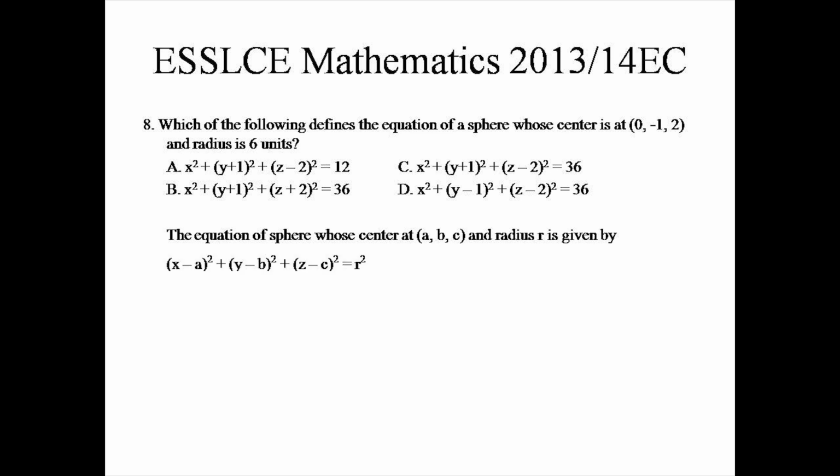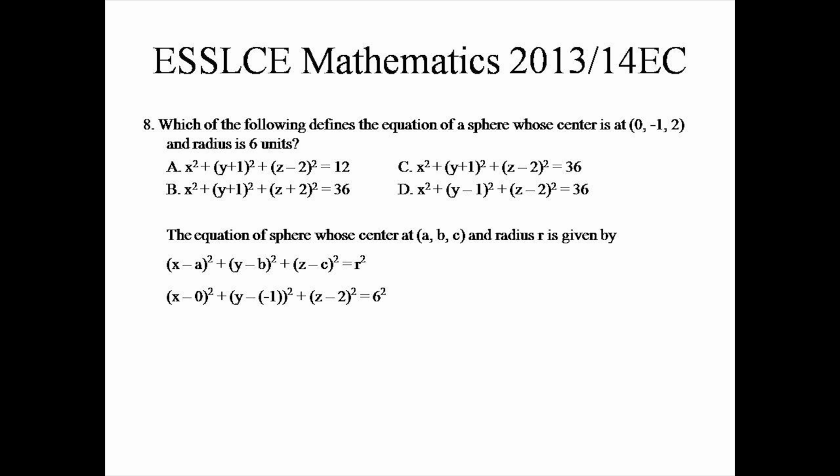Question number 8. Which of the following defines the equation of a sphere whose center is at (0, -1, 2) and radius is 6 units? The equation of a sphere whose center is at (a, b, c) and radius r is given by (x - a)^2 + (y - b)^2 + (z - c)^2 = r^2. By plugging in 0, negative 1, 2 in their appropriate positions, we will find (x - 0)^2 + (y - (-1))^2 + (z - 2)^2 = 6^2.